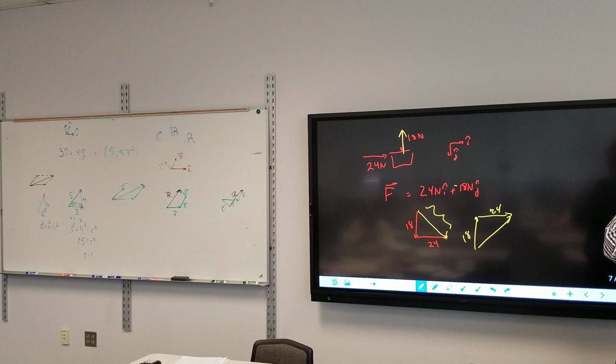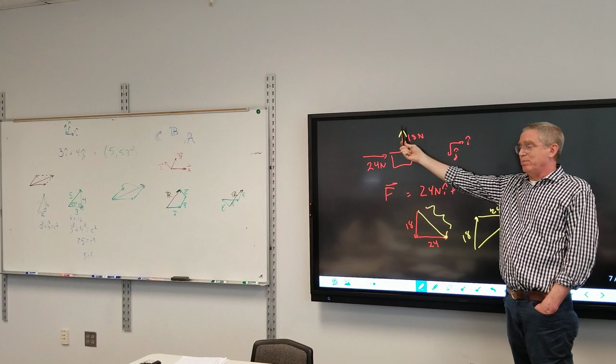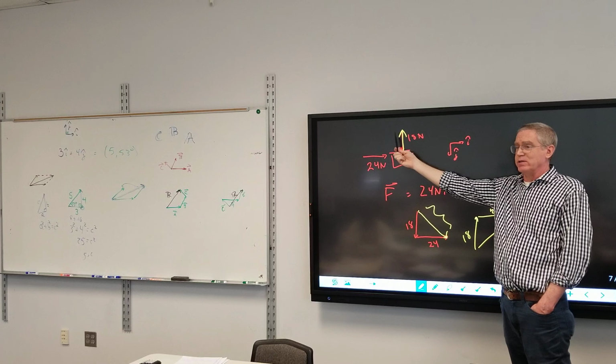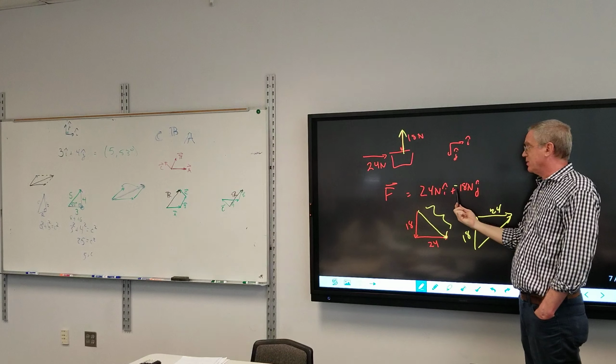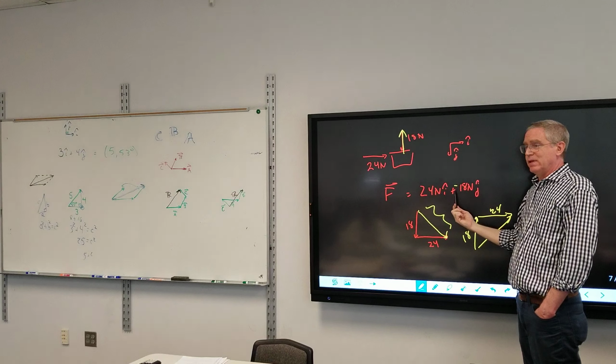Just because I've been brainwashed that way. If I still said positive J hat was downwards, and this is going up, it's in the negative J hat direction. That's why the minus is on there. The minus says opposite the direction of J hat. J hat's this way, it's going that way, it's the opposite direction. So if we drew it the regular way, it would just be positive.